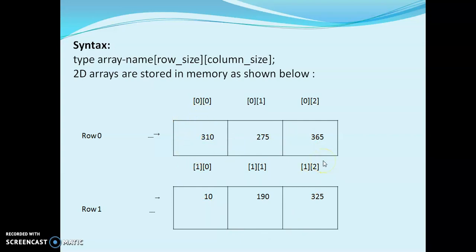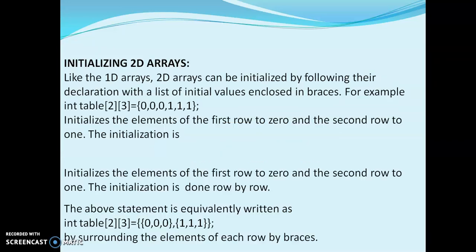For example, if you take this element, it is an element of the first row, so the row index position is 0, and this is your third column, so the column index position will be 2. So at index position 0, 2, the element 365 is present. In this way the elements are stored in matrix format in a two-dimensional array.